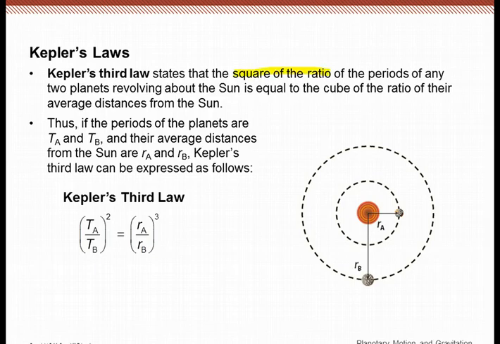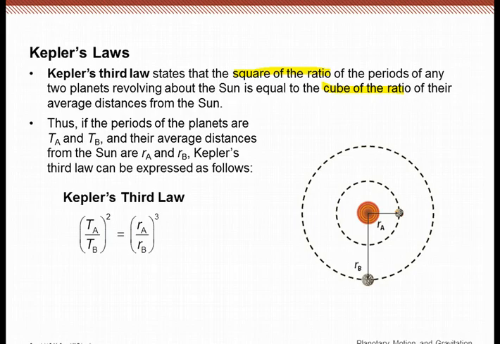That brings us to Kepler's third law, and the third law states that the square of the ratio of the periods of any two planets revolving about the sun is equal to the cube of the ratio of their average distances from the sun. And so this is where the math comes into play. Now remember, the period is the time that it takes to revolve around the sun. So one revolution is the period.